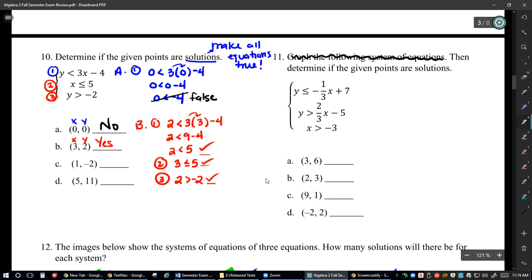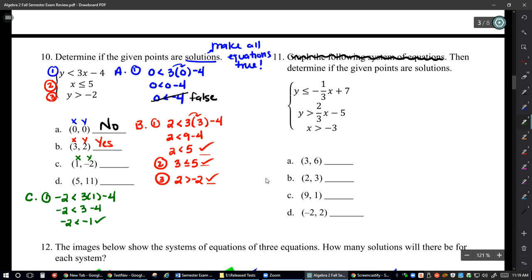So now let's try letter C. So for letter C, number 1, here's x, here's y. So y less than, so negative 2 less than 3 times 1 minus 4. So negative 2 less than, 3 times 1 makes 3, minus 4. Negative 2 less than negative 1. Well, is negative 2 less than negative 1? Why, yes, it is. So far we're okay.